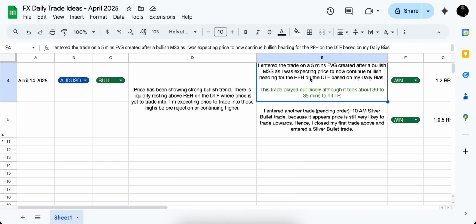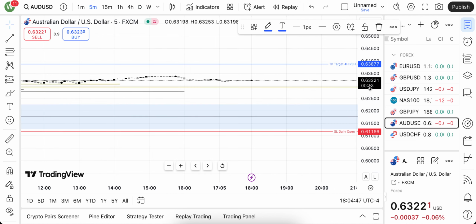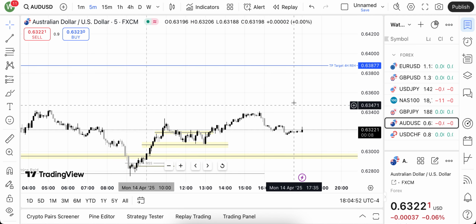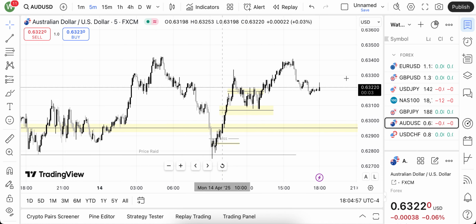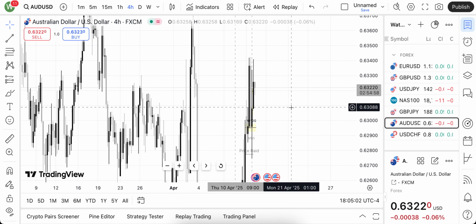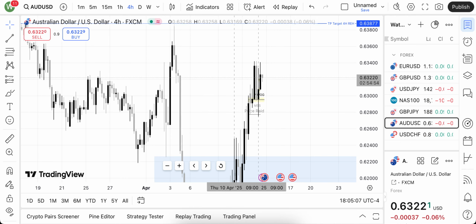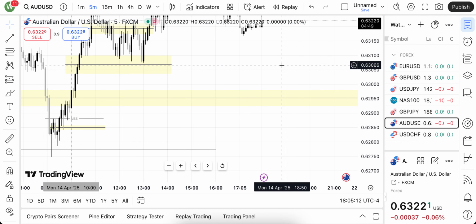The next thing I'm looking at here is the trade execution, and for the trade execution I go to the lower time frame. Let me try to quickly explain the trade I took here. Let me just go to the 4 hour. Okay, you know what, let me just go 5 minutes and show you the actual trade.